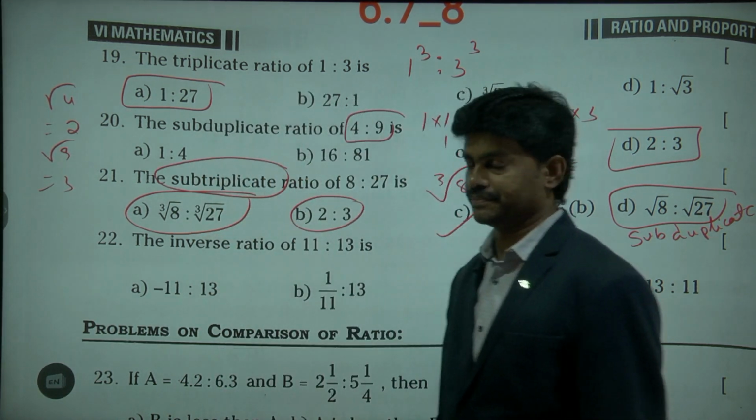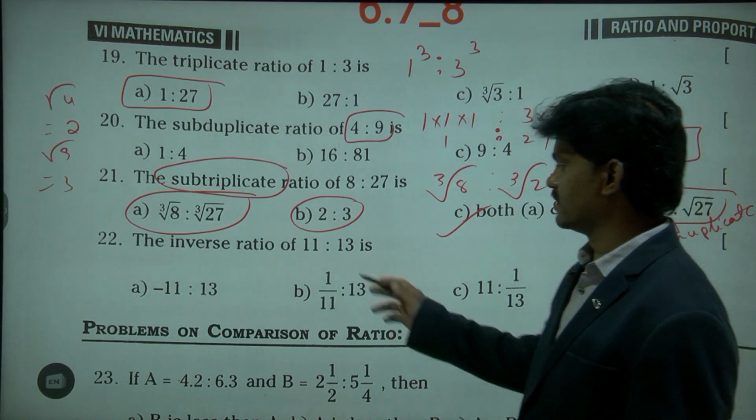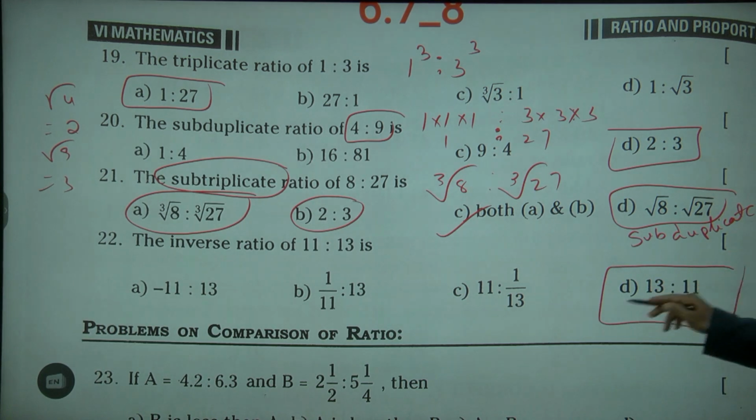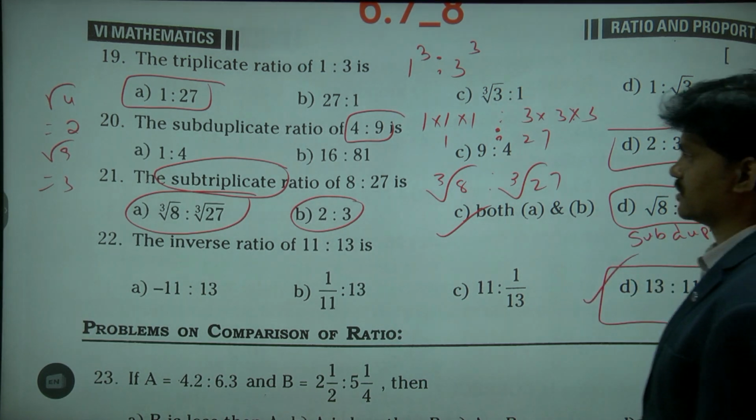This one is asked. Inverse ratio of 11 is to 13 is 13 is to 11, that's it. The inverse of A is to B is B is to A. Once please check.